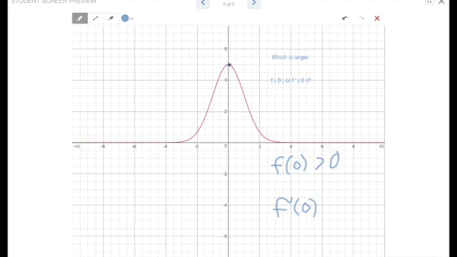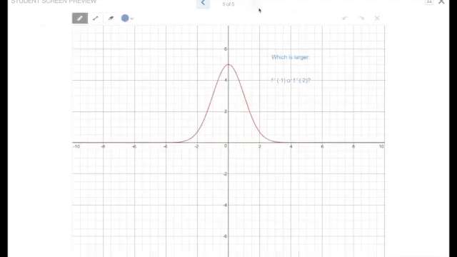If I sketch this tangent line well, I see that the tangent line is pretty flat. In fact, it's completely flat. Certainly it's not a large positive number, and in fact, f prime of 0 is actually equal to 0. So, since positive numbers are bigger than 0, f of 0 is larger. Finally, which is larger, f prime of 1 or f prime of 2?